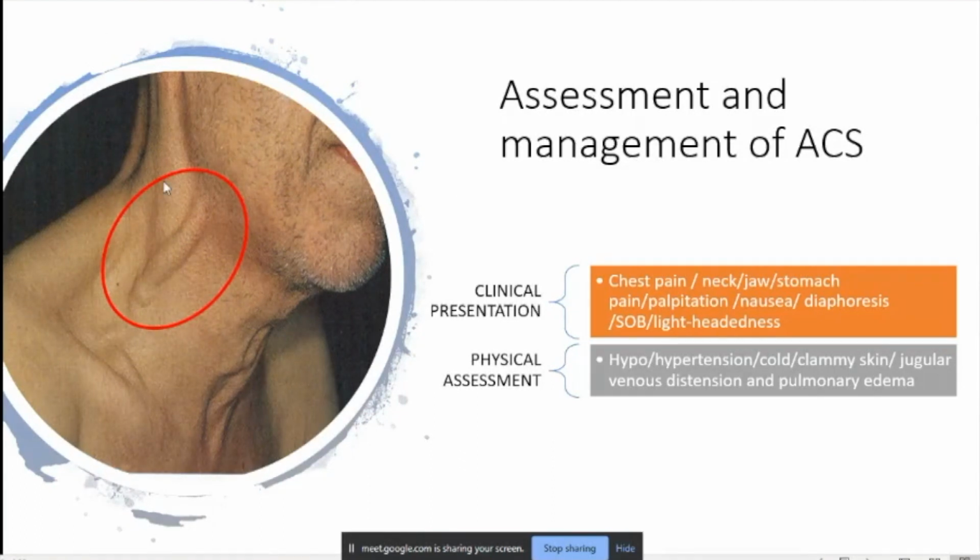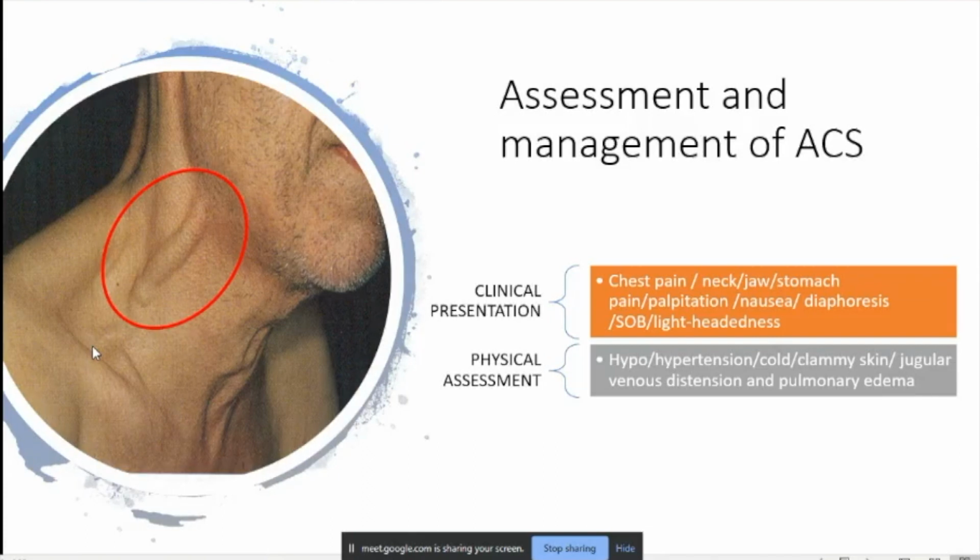As you could see, this is the internal jugular vein. So there will be a distension of that, and patients can have symptoms like pulmonary edema, so we can do the assessment for that as well. And we call the ambulance, as we said, even if we treat with sublingual nitrate.